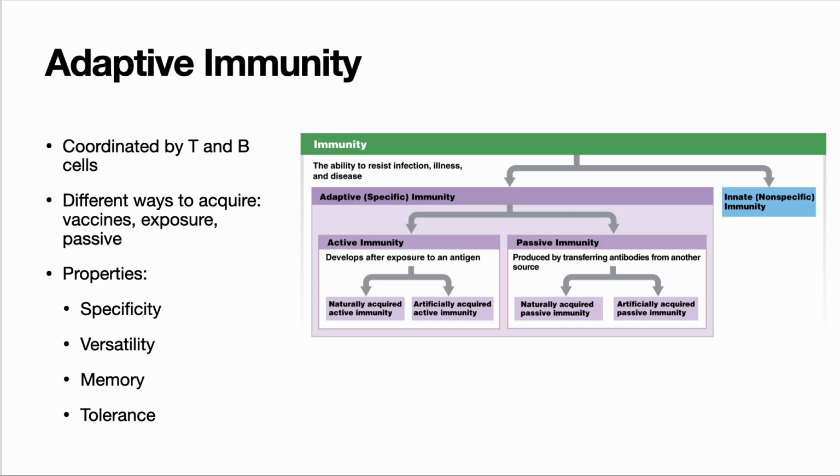That's the specificity. The versatility piece comes from the fact that you have an incredible diversity of lymphocytes. So you have millions of populations of lymphocytes, and each of those populations will be sensitive to different antigens. So hopefully when an antigen shows up in your body, you have a population of lymphocytes that have a receptor that will match that antigen.